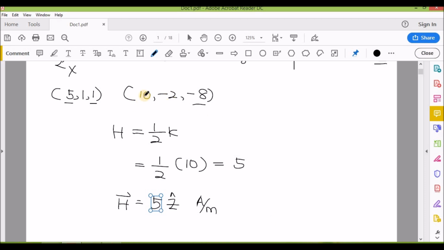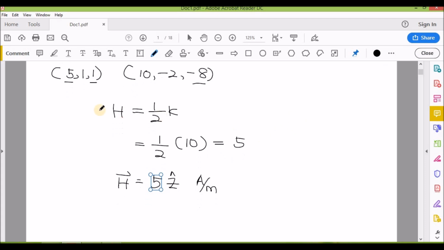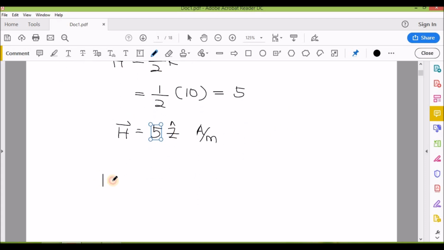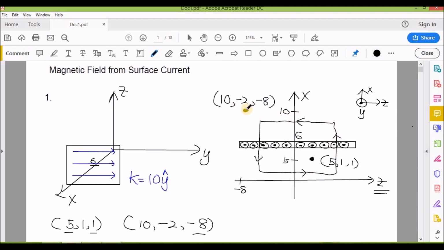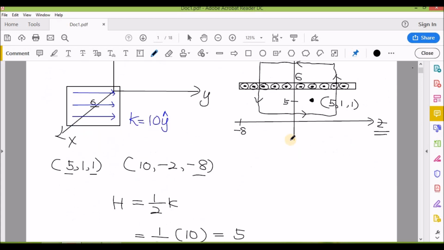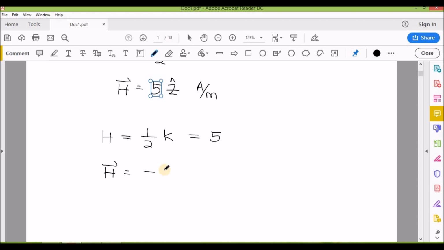So how about the second point? 10, negative 2, negative 8. For the second point, it has the same magnitude of magnetic field. We are also using the same equation, so it will be 5 as well. But how about the direction of this magnetic field? Because this point is located above the plane, if you look at the portion above the plane, you will see that the magnetic field arrow is actually pointing in the negative Z direction. So you will have negative 5Z.